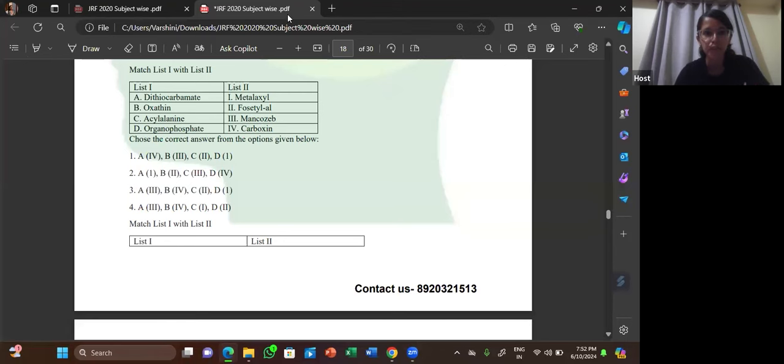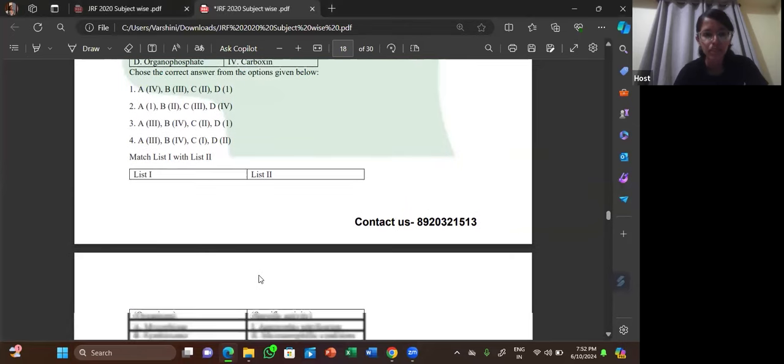Yeah. Option, let me see. Yes, very good. Option 4 is the right answer. Dithiocarbamate is mancozeb, oxathiin is carboxin, acylalanine is metalaxyl, whereas organophosphate is fosetyl aluminium. So, option 4 is the right answer.